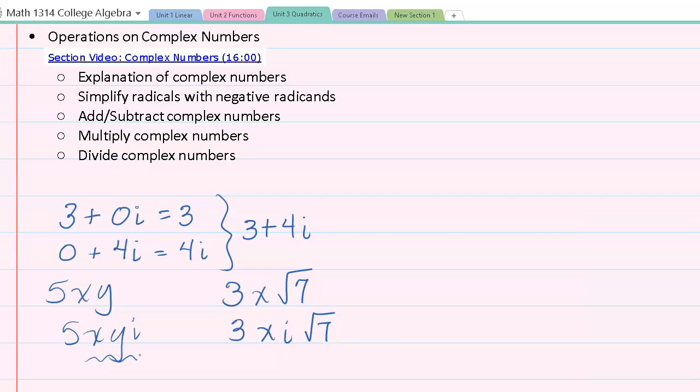We treat i as a radical number, and we write radical numbers at the end, but we write i before the actual radical sign. This is why I call this the parade of pretty numbers. The pretty integer numbers go in the front, variables and the imaginary unit i go in the middle, and the radical number goes at the end.